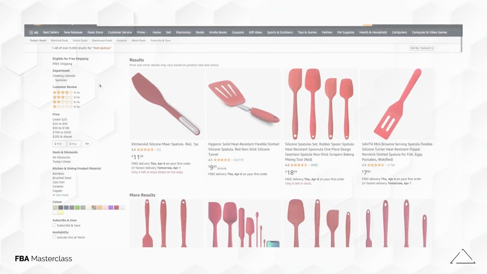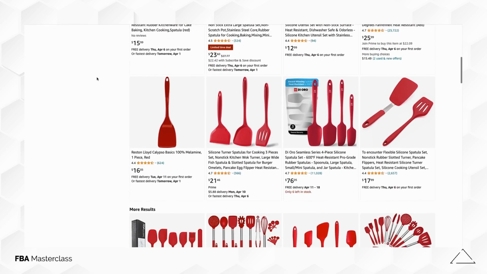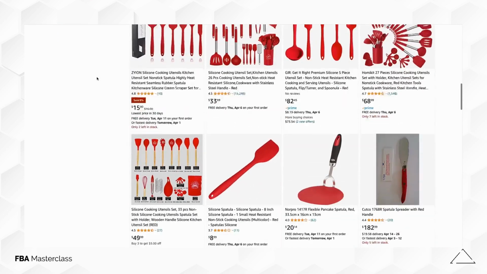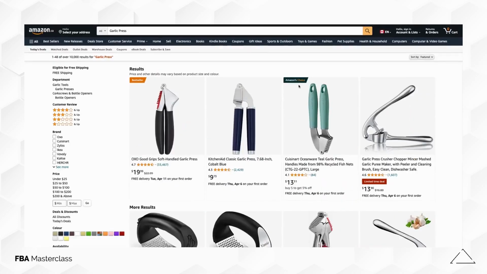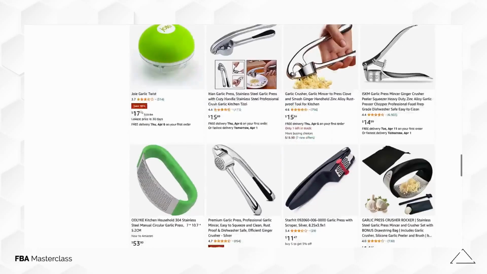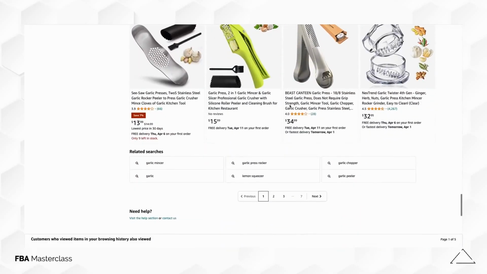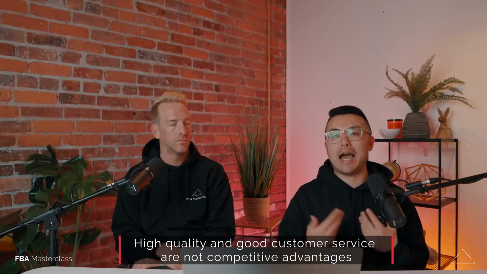There are many benefits of Amazon, but one of the downsides is that when a customer goes on Amazon to buy something, there are like 40 options just on page 1. Page 2, there's another 40 options. So when a customer types in, let's say, garlic press, they have 40 options to choose from. Why should someone buy yours? And don't say high quality, don't say good customer service, because everybody has high quality, everybody's got customer service. Those are not competitive advantages. So we're going to teach you how to actually differentiate.